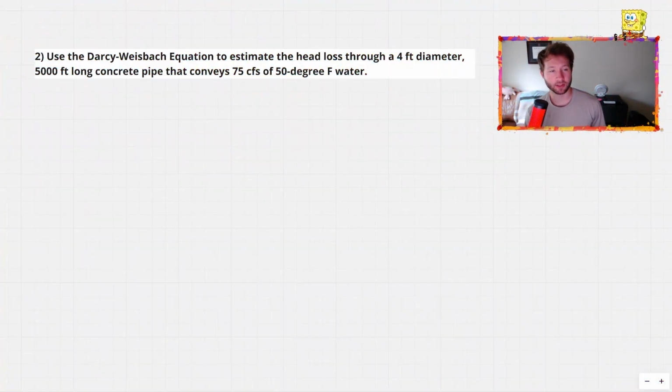All right, so we have our second question: use the Darcy-Weisbach equation to estimate the head loss through a 4-foot diameter, 5,000 foot long concrete pipe that conveys 75 cubic feet per second of 50-degree Fahrenheit water. Right off the bat, they tell us what equation to use. How nice of them. Let me write that down.